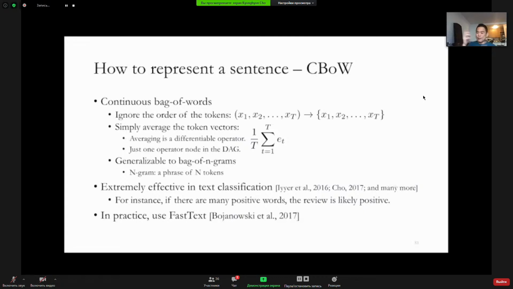It's a bag of words because once you put items in the bag, you forget about the order in which those items went in, right? And then, of course, you can think about generalizing into bag of n-grams. So you're going to build a vocabulary that consists of n-grams, where an n-gram corresponds to a chunk of text that consists of n consecutive words. And it turned out this is extremely effective in text classification.